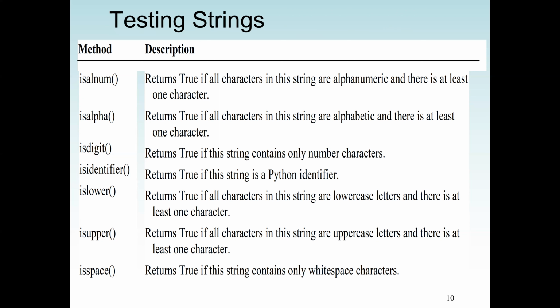The next one is isspace. We use space a lot. If we are checking and we say, okay, is the first value a space or not? Sometimes it's difficult for us to know if there's a space in between. So this will return true if the string contains only white space characters.